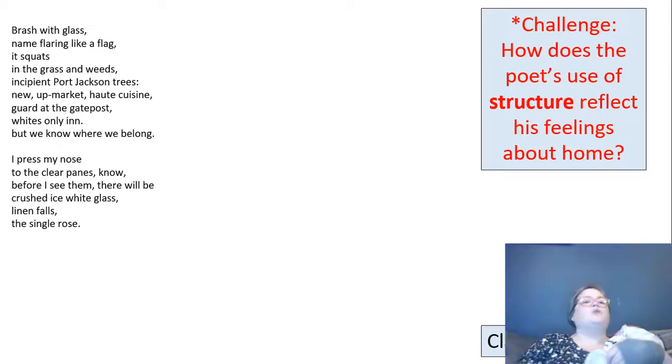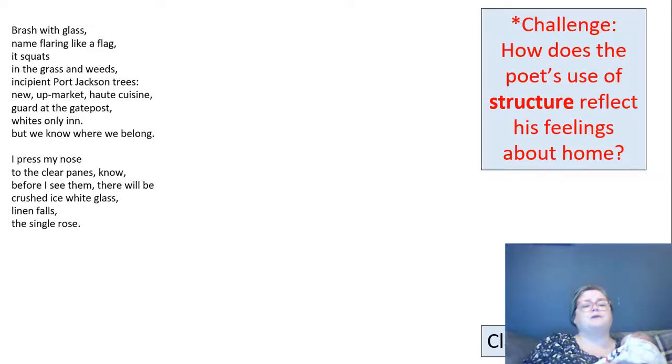Okay, it's squatting inside the new upmarket haute cuisine. Haute cuisine, I think we talked about a few lessons ago because it came up in a different poem, but it basically means really, really posh food, where you have a massive plate with only tiny things on it, and you smear the sauce that you'd see on MasterChef, something like that. Okay, there's a guard at the gatepost, so suddenly we've got that idea of violence coming through as well. So what's the guard there for? White's only in, but we know where we belong. So we've got this idea coming through.